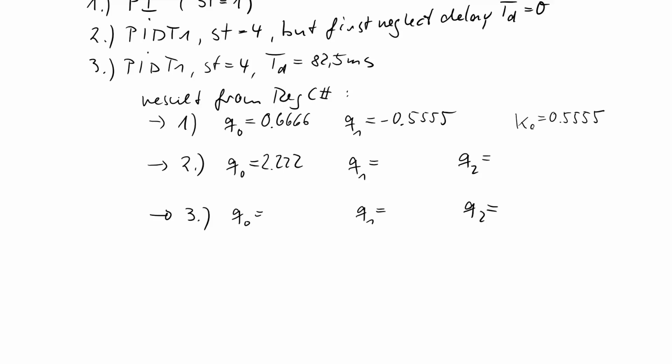Sorry, I'm not ready with this. Oh yeah, the Qs. We have to calculate the Qs. Here I can calculate the KC. KC is 2.222, TN is 0.275, TV is 0.165, step depth is 5. Here TN, that is KC, yeah. TN is 0.275. So now we need the Qs, the 3 Qs.